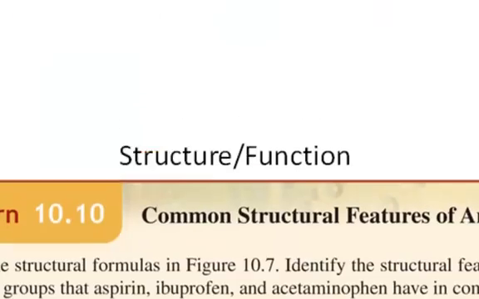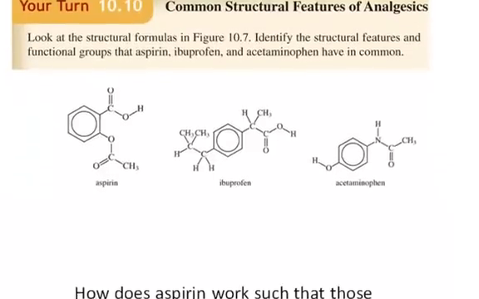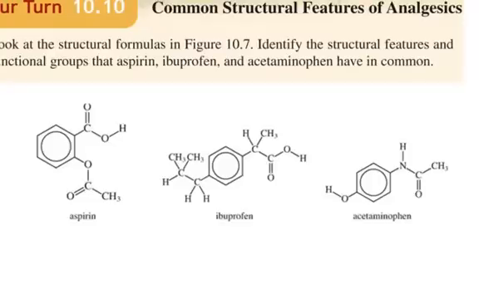Okay, so first of all, let's take a look at this exercise from the book. And it says, look at the structural formulas in figure 10.7, and figure 10.7 is just this picture right here, and identify the structural features and functional groups that aspirin, ibuprofen, and acetaminophen have in common. Well, the first thing you'll notice is they all have a benzene ring, and we can call this a phenyl group or a benzene ring. It doesn't matter, we're referring to the same thing, but anyway, all three of them have this benzene ring or this phenyl group. Okay.